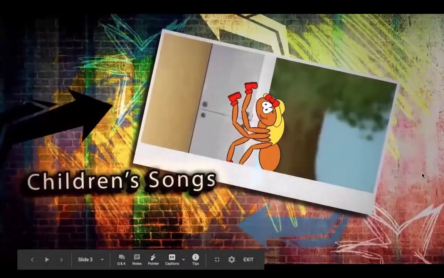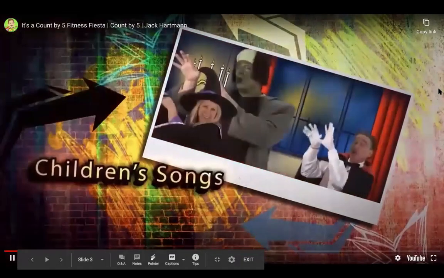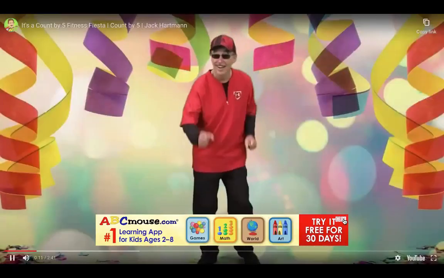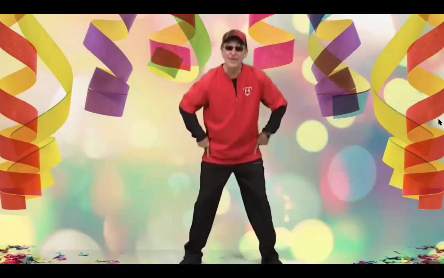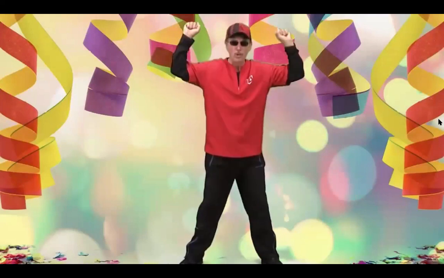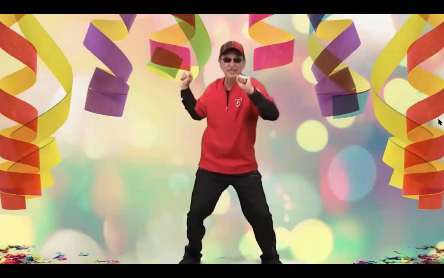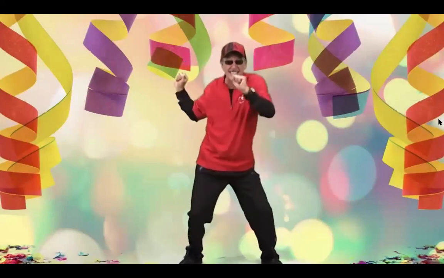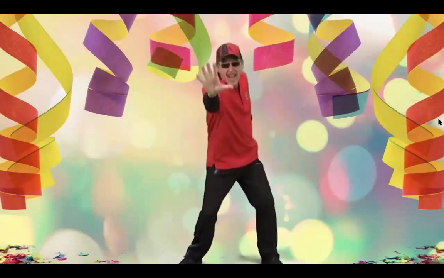Children's songs, sing and move along. Children's songs, take your brain and body strong. It's a fitness fiesta. Spread your feet out wide as you bend your knees. Move your arms like a football. Hold those breeze. Now twist side to side like a washing machine. We're gonna have a party, dance and exercise. It's a fitness fiesta. Count by fives.